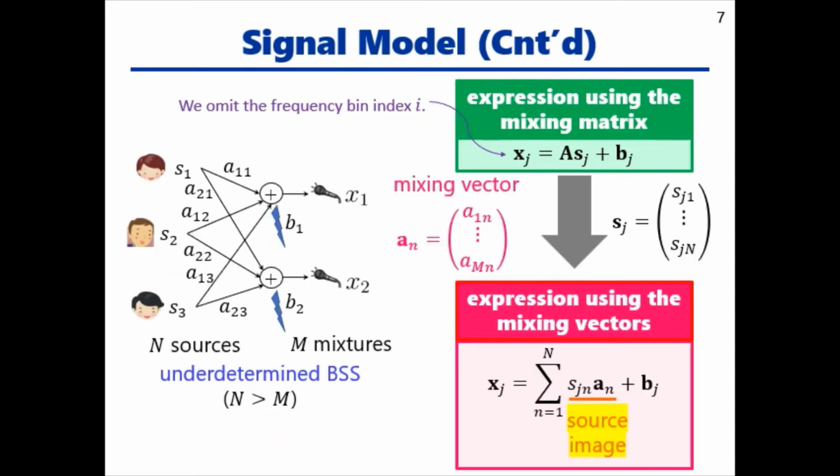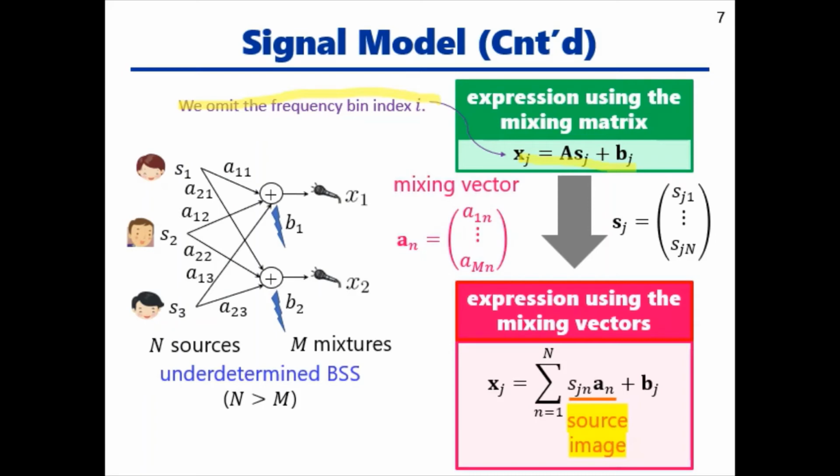So, the signal model here is given as shown here, which is an expression using the mixing matrix capital A. In this section, we omit the frequency bin index i, as in previous sections, because R1CA operates on individual frequency bins independently.